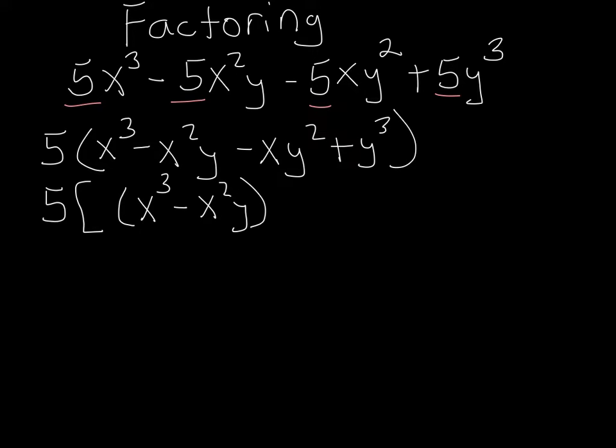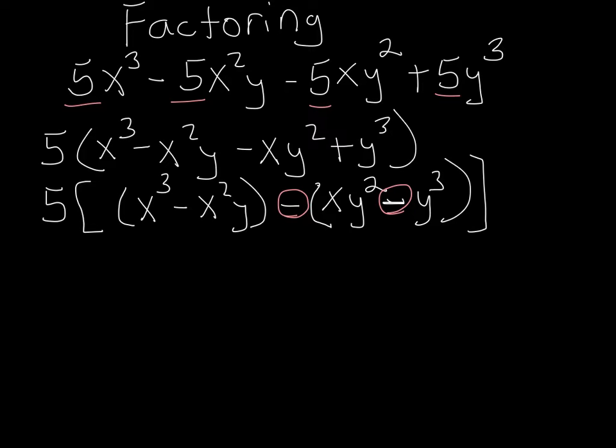Now notice here that you have to watch your signs. So if I have a negative on the outside, then on the inside this is xy squared minus y cubed. It has to be that way so that if you were to multiply this back through, you would get the positive that you had here. So that's my reason for changing the signs there.